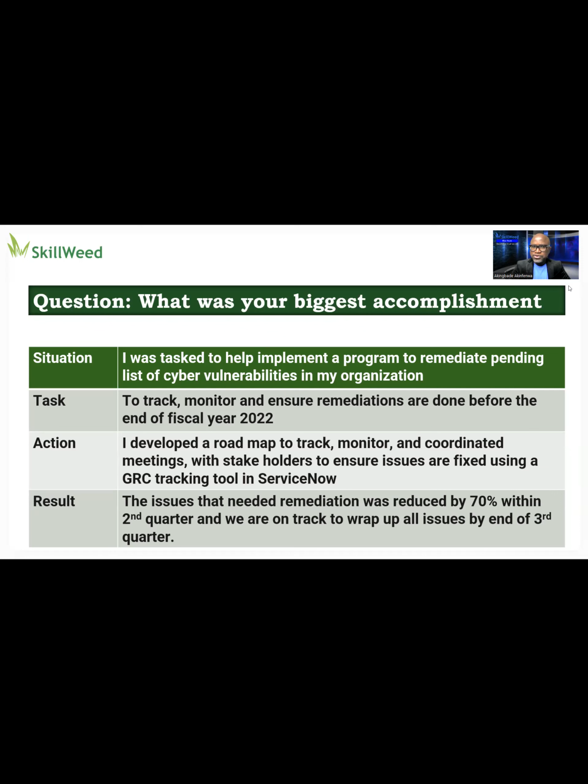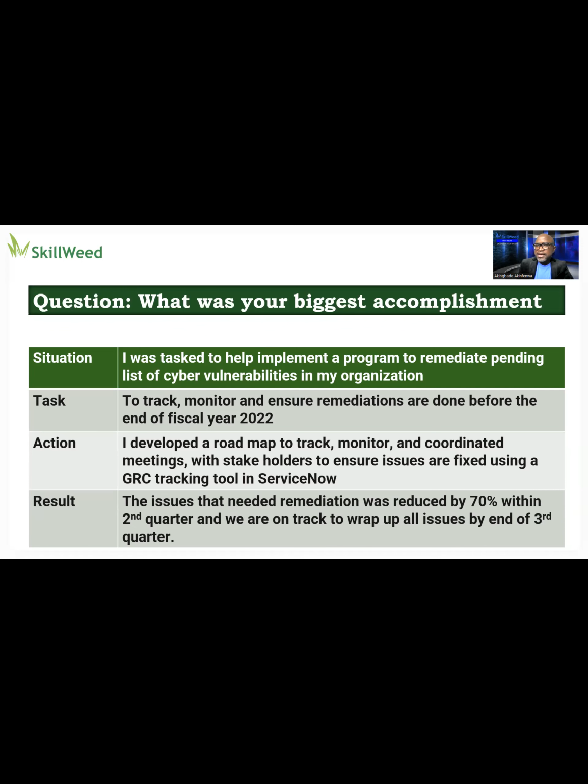was tasked with helping to remediate certain pending vulnerabilities within my organization. These are vulnerabilities that have been around for many months. They've not been fixed. The threat is real to my organization. My task was to monitor and ensure every one of these issues are fixed and remediated between the time I started and the end of the fiscal year.